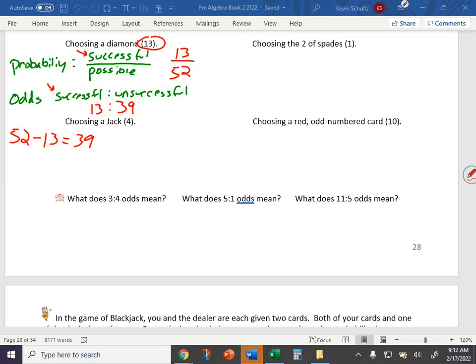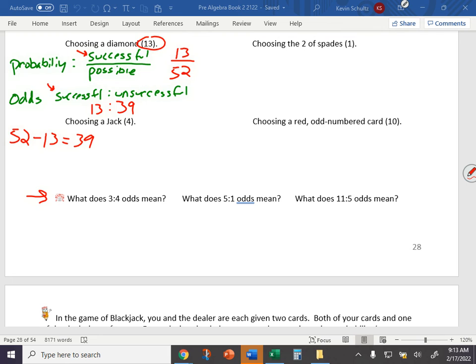I would like you to do for homework just the rest of this page. So the bottom three here, what does 3 to 4 odds mean? If I tell you that there's 3 to 4 odds of something happening, what does that mean to you? The ratio of 3 to 4. Okay, 3 good outcomes, 4 bad outcomes. What else? There could be 3 successful and 7 possible.